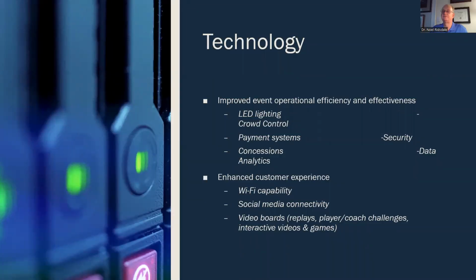Okay, technology. This is some of the ways we're looking at them. LED lighting, security and crowd control, payment systems, concessions. Data analytics is another big one. Analyzing your customers and what they're buying and where they're buying it, and how you are reaching them. And then of course looking at the fan experience, making sure Wi-Fi is compatible and can handle 80,000 people in your stadium. That social media connectivity is there. You want them posting their videos and their signs and having fun with them inside the facility.